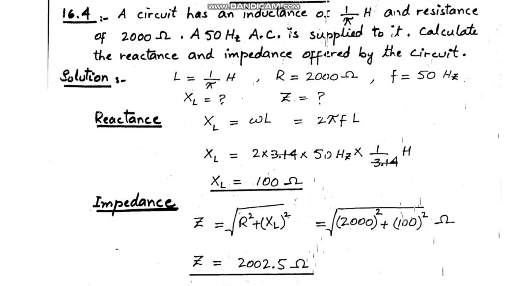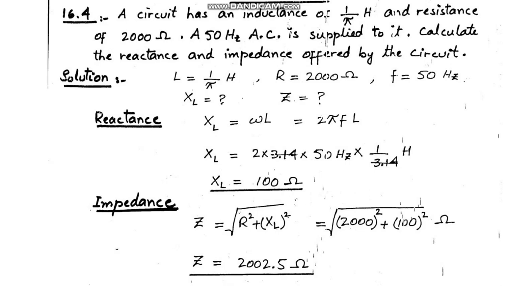Solution, the given data. L is equal to 1 over pi H, that is given in the question. R resistance, that is 2000 ohm, that is also given in the question. Frequency f, that is 50 Hz, given in the question. To find XL, that is inductance, or we say the reactance, and impedance Z.